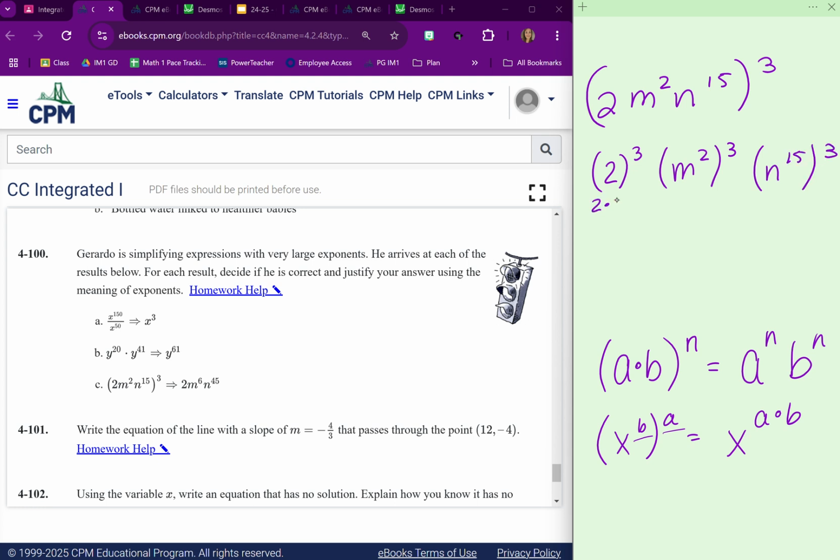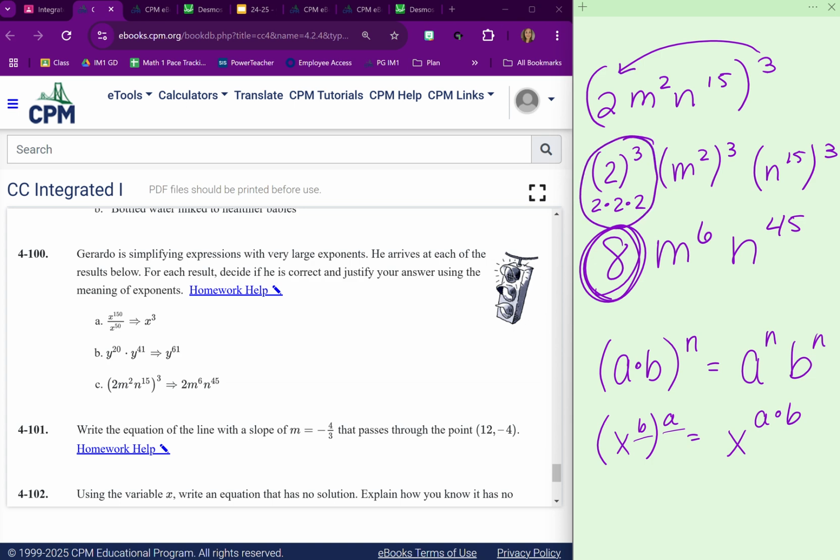So 2 to the third is 2 times 2 times 2, which is 8. If you have 3 sets of m squared, you really have 6 m's. And then if you have 3 sets of 15 n's, that's 45 n's. The problem with the answer they provided is they forgot to apply that exponent to the coefficient in front.